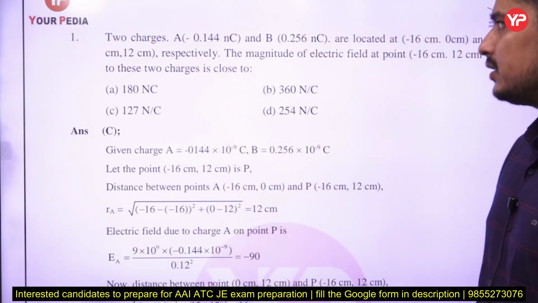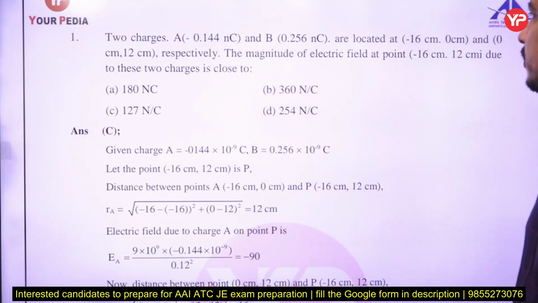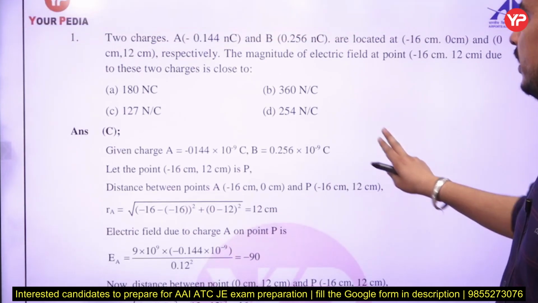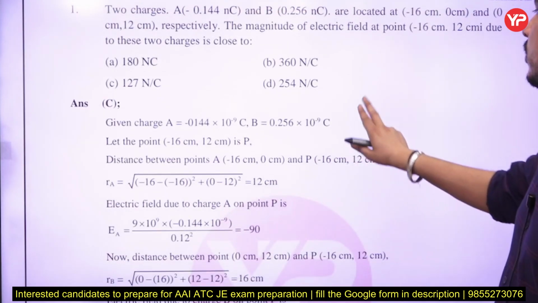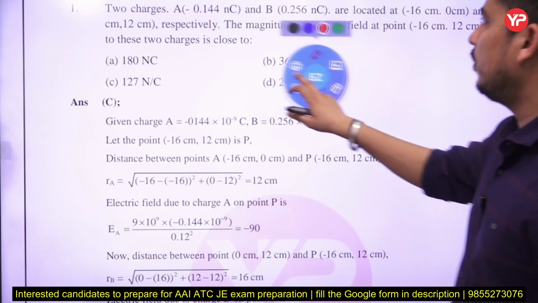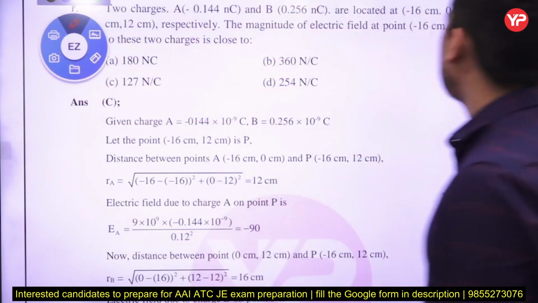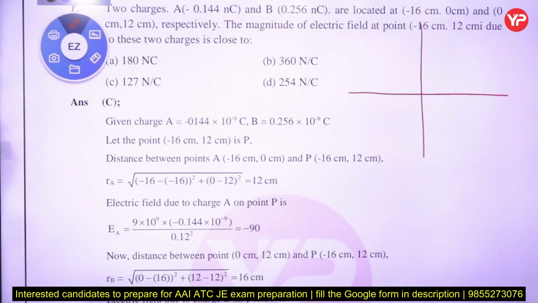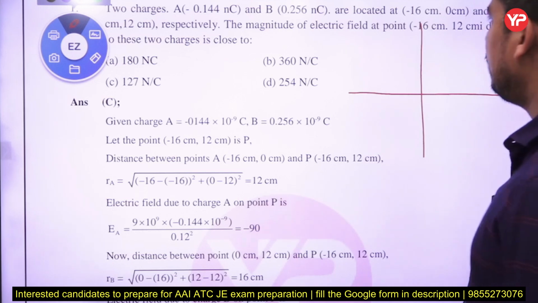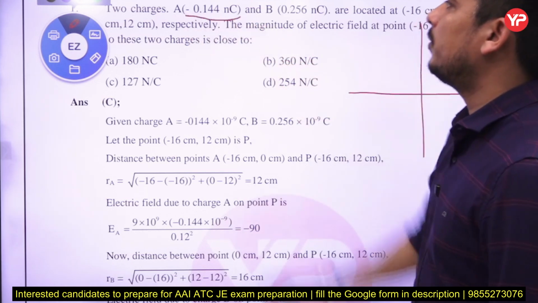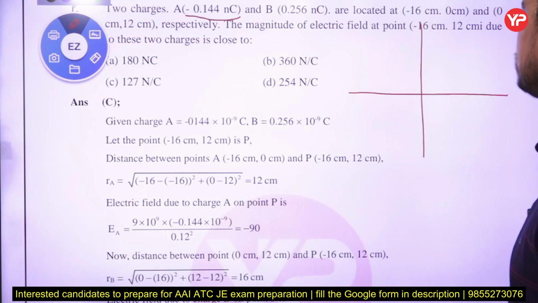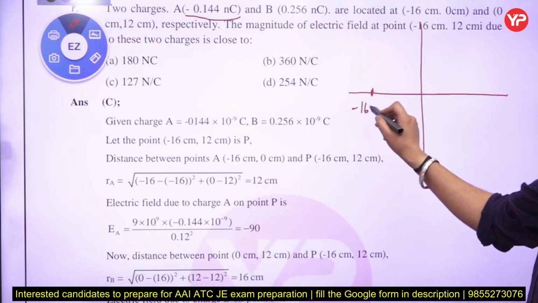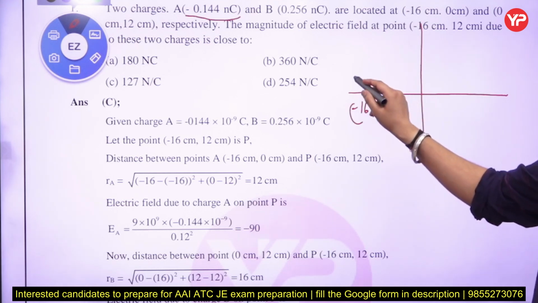The two charges, A and B, are given to you. To solve this question, first we have to make a diagram. The two charges are located at (-16, 0) and (0, 12). If I draw this, this is your x-axis, this is your y-axis. For the first charge, -0.4144 nanocoulomb, it is located at -16, comma 0. That is your first charge A.